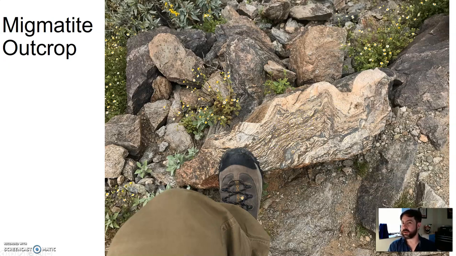So that's a little bit more heat, a little bit more pressure. Things started to melt, not all the way. This is a migmatite. So now that we've talked about the textures of metamorphic rocks and some examples, we'll stop here.